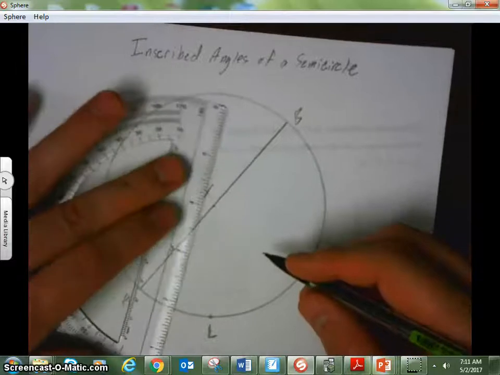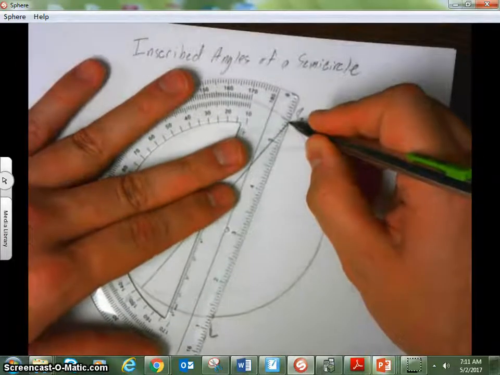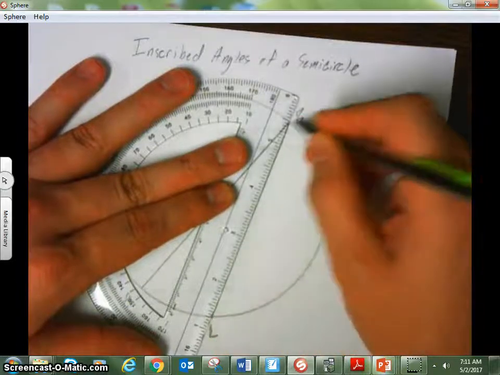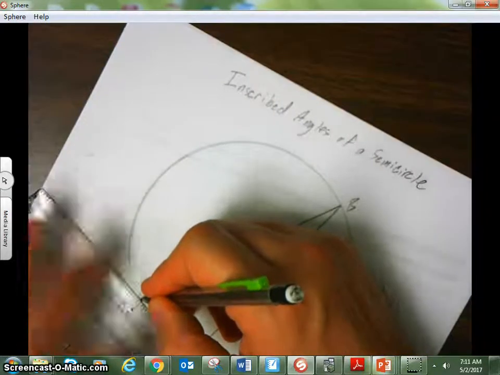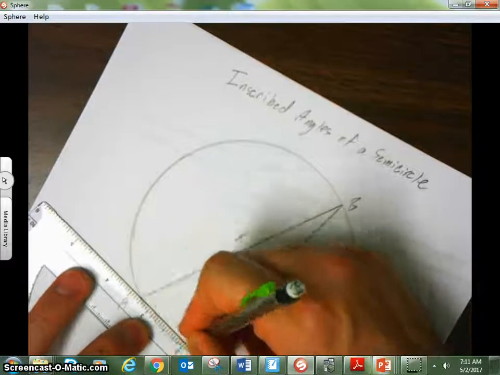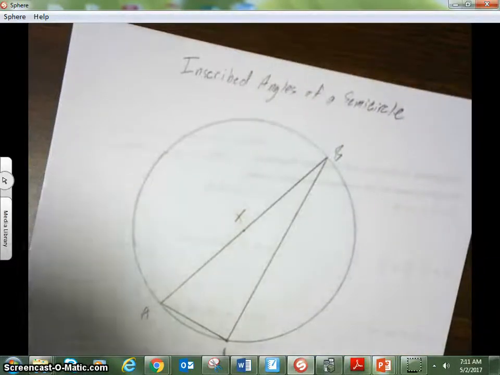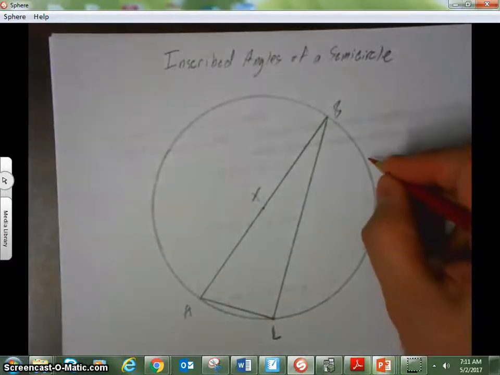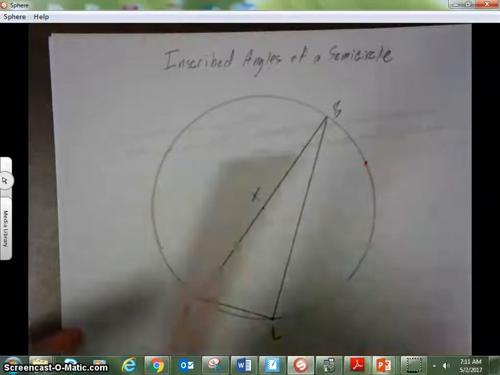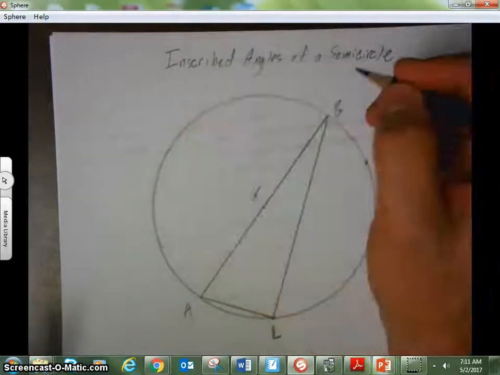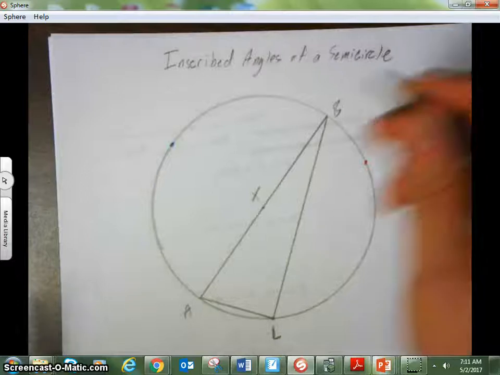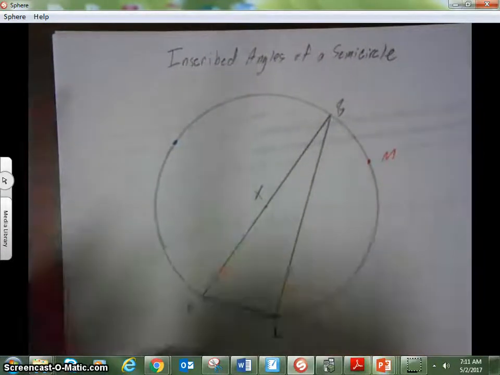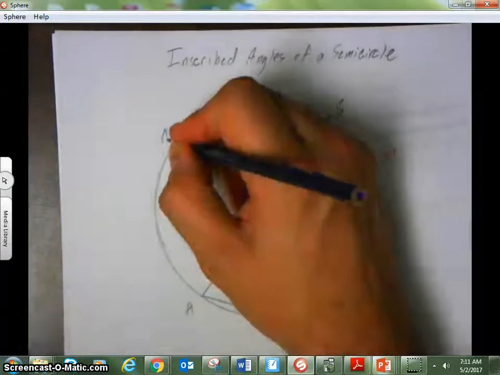But we're going to go ahead and draw in the inscribed angle of the semicircle. So we have these points here, and just to illustrate the point of what we're looking at, I'm going to give myself a couple more. Let's do one here in red, and we'll do one here in blue. The red one we'll call M, and the blue one we will call N.